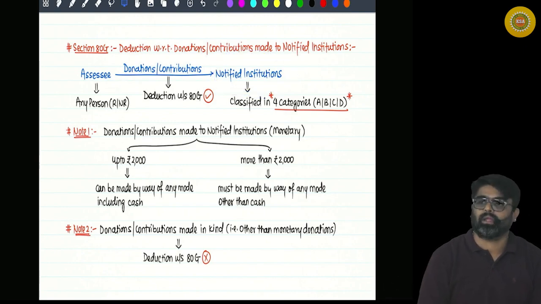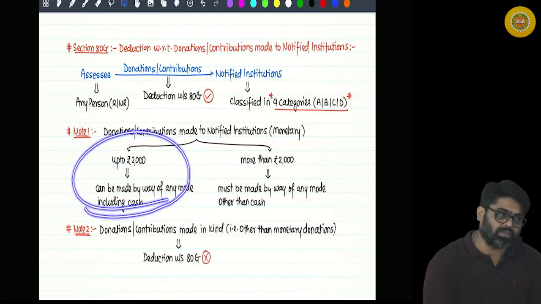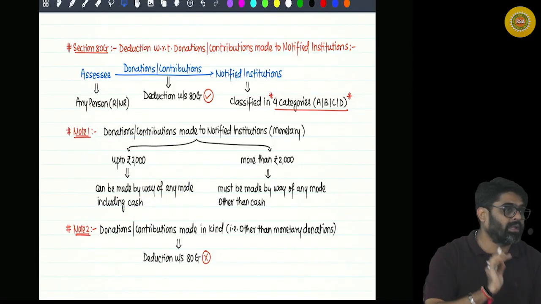But if the monetary donation made by you is up to rupees 2000, you can make that donation by any mode, including cash.